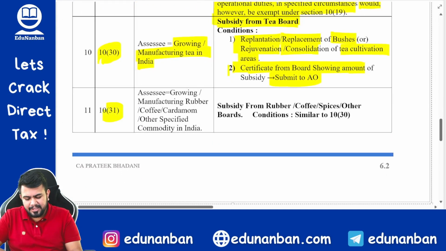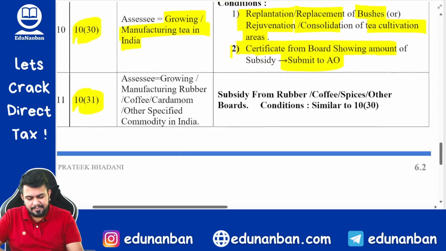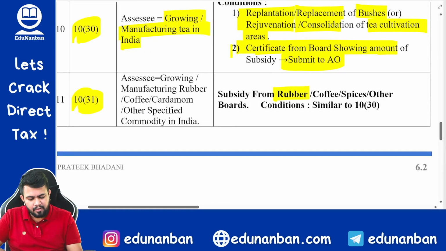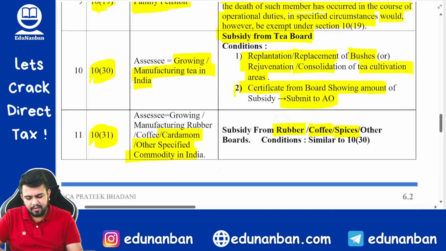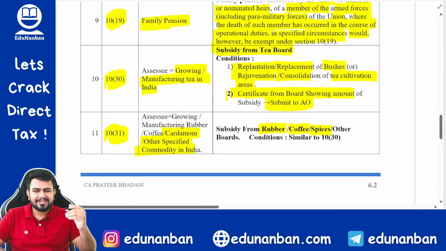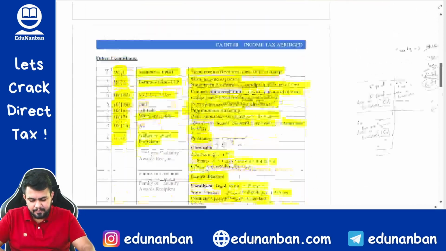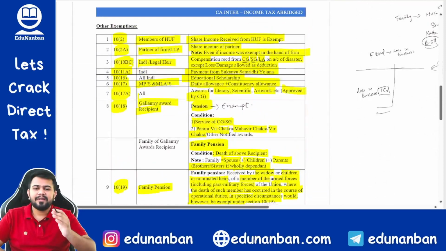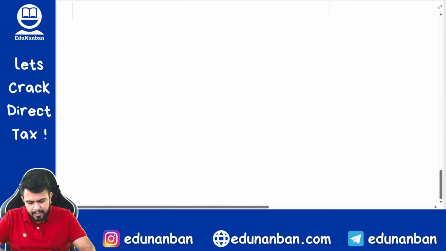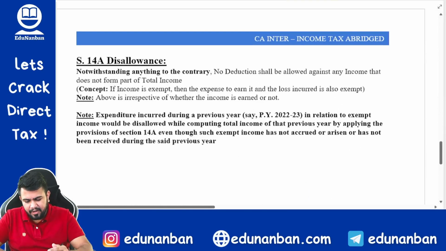Similarly, there is also section 10 clause 31. Any subsidy received from rubber board, coffee board or spice board for cardamom or other specified commodities is also exempt from tax under section 10 clause 31. The conditions are also the same as we discussed in section 10 clause 30. Okay, so these are only the exemptions which we have not covered in the heads of income and which I am covering right now. Then 14A, I think 14A we have already discussed.